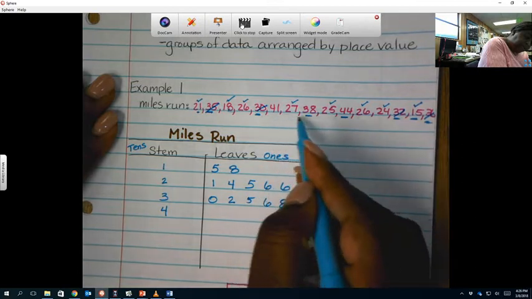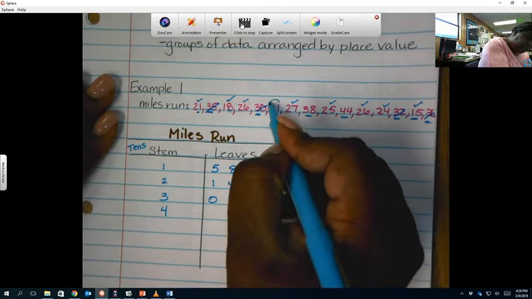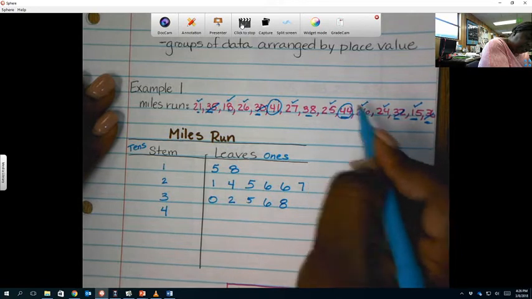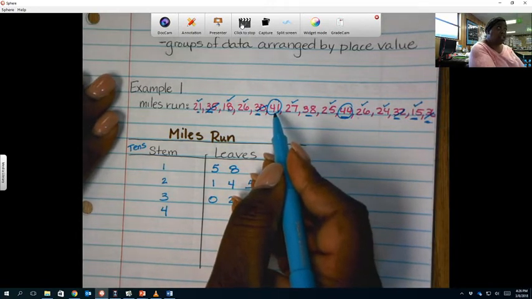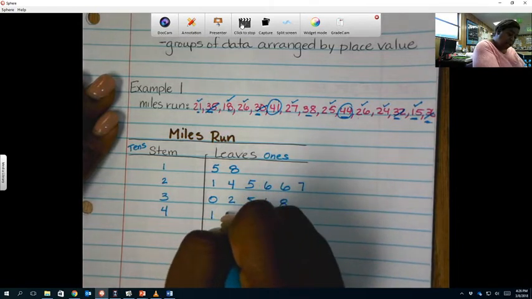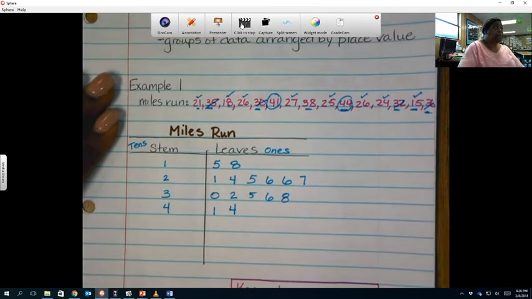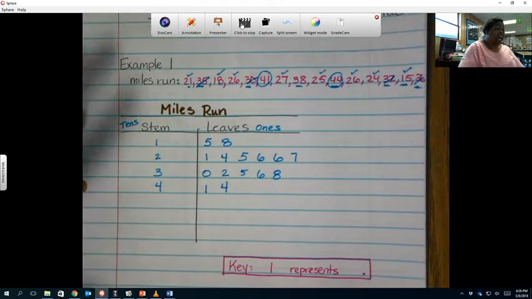And now I'm left with just my 40s. I'm going to circle my 40s, and I have two. And I'm going to list the ones digit from least to greatest for my 40s. So that would be 1 and 4. Okay. Then I can do a key.